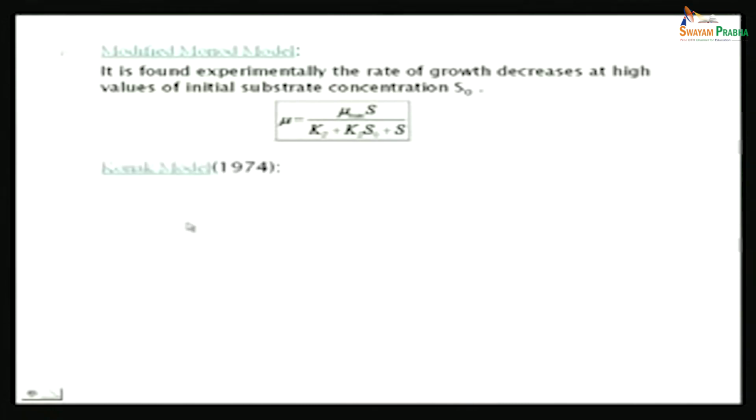The rest is fine, that is, dx/dt is still equal to mu times x, where mu, instead of mu max s over Ks plus s, is given as mu max s over Ks plus s plus Ks naught. So, this is the modified Monod model, and it sometimes works because too much nutrient is not good either, too much of a substrate concentration is not good either. Okay.